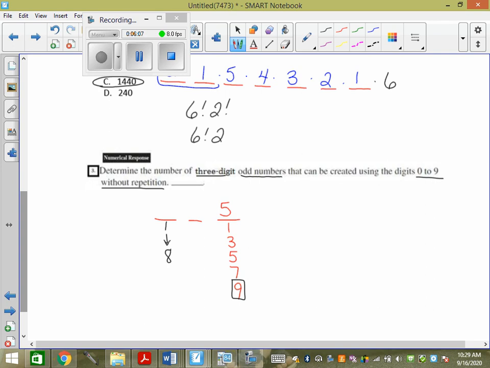Can't start with a zero. Put an 8. Hold the 8. Now I used up 8 and 9, so I have 1 to 7, add 0. And I have to remember the 0. 8 times 8 times 5 is?